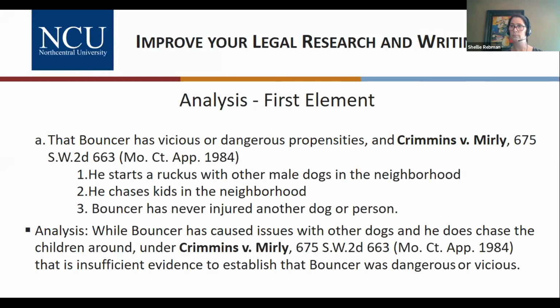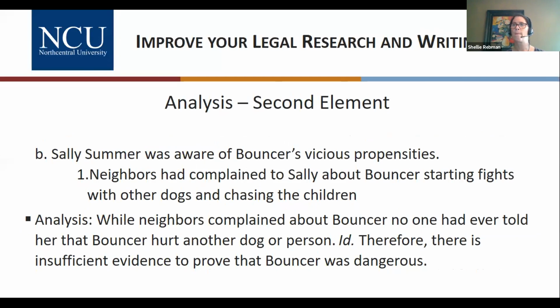Oh, I did do the second element. I apologize. So the second element requires that Sally Summer was aware of Bouncer's vicious propensities. Your analysis might be something like, while neighbors complained to Sally about Bouncer's activities with other dogs and children, no one had ever told her that Bouncer hurt another dog or person. Therefore, there's no evidence to prove that Sally had notice of Bouncer's propensity to dangerous or vicious acts.